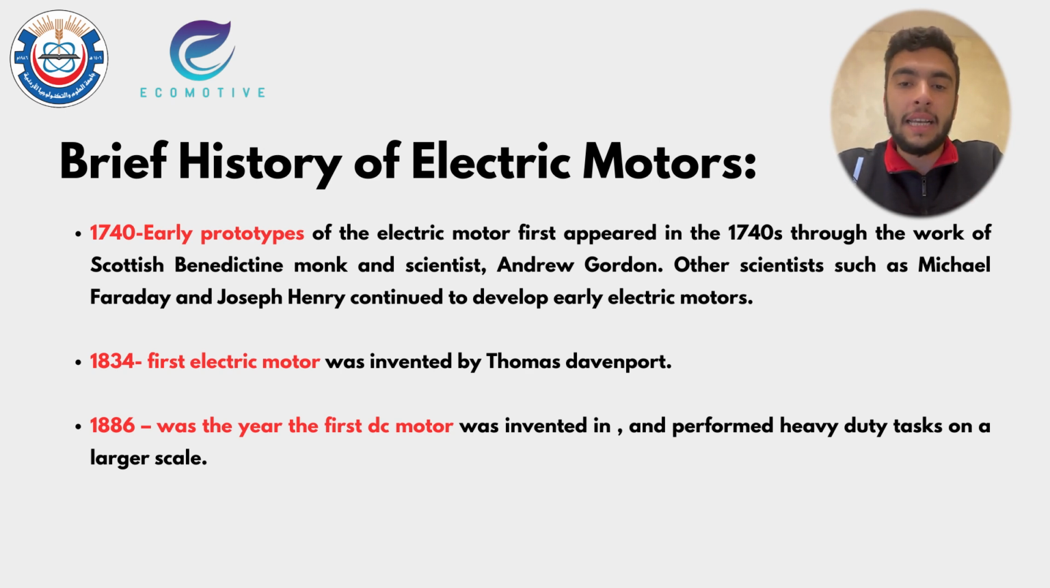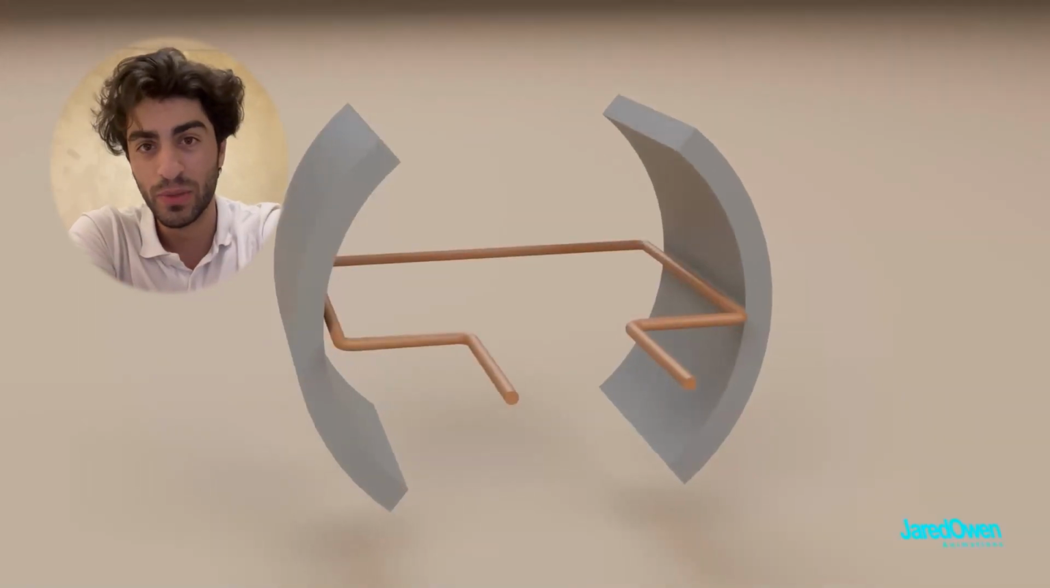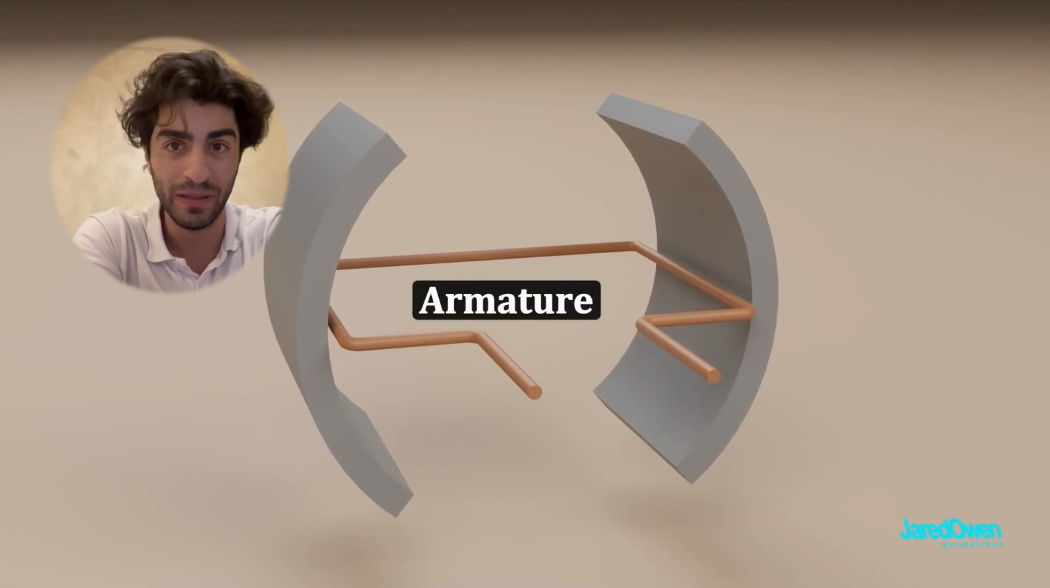In the year 1834, the first electric motor was invented by Thomas Davenport, and by the way, it was powered by a battery. The year 1886 was when the first DC motor was invented, and they performed heavy-duty tasks on a larger scale. As we know, magnets usually attract or repel in nature.